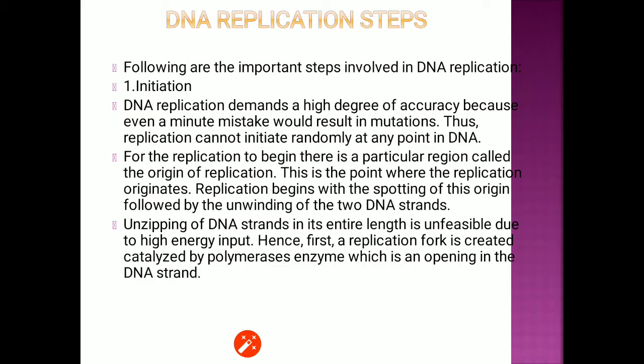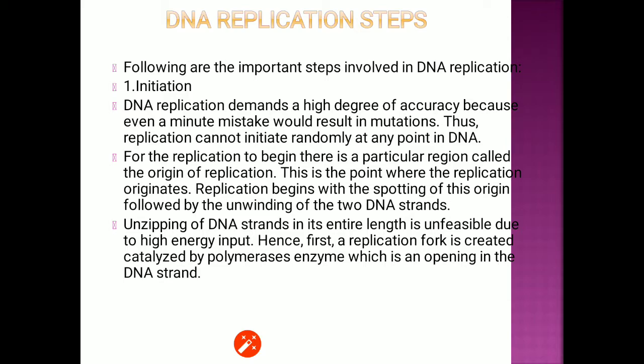One more important thing I want to mention here: when a DNA strand is not able to produce its replica even though you are providing all the essential conditions, what can be the possible reason? The most possible reason is that the DNA strand must be missing an ori. That means if the ori is not there in the strand, the DNA strand is not able to replicate. For replication to begin, there is a particular region called the origin of replication, that is ori. This is the point where the replication originates.